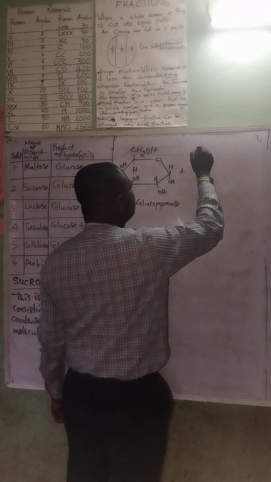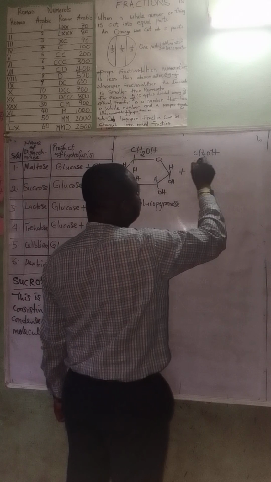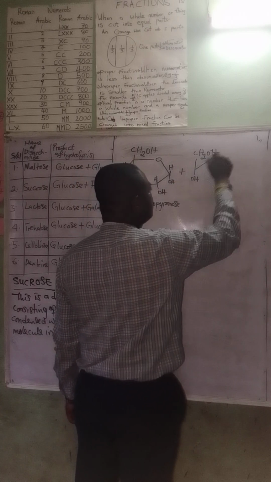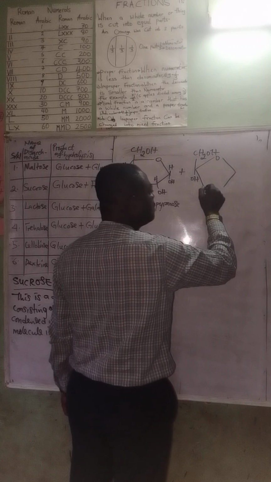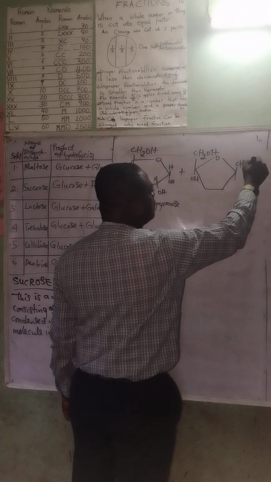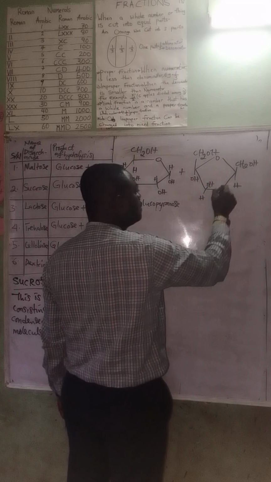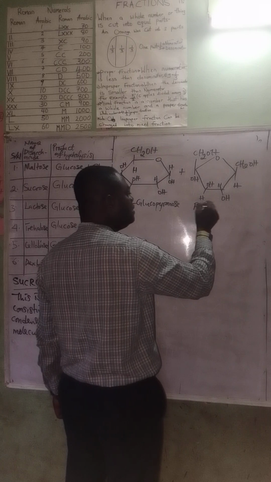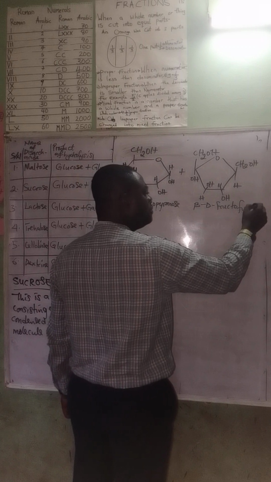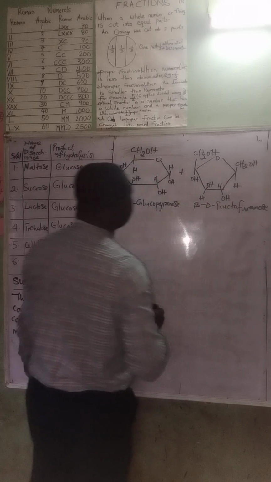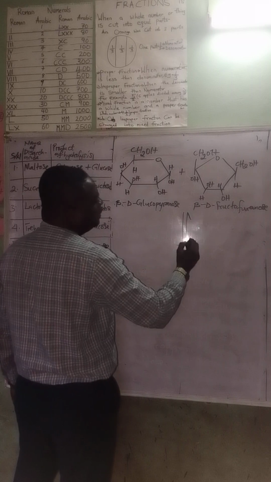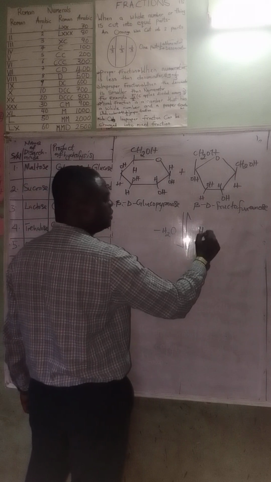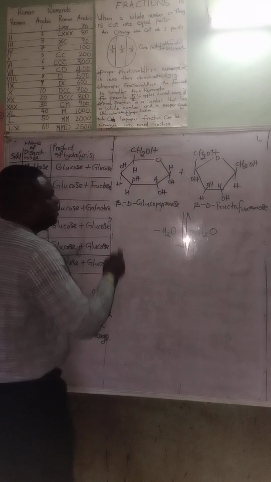Pyranose. Now let's look at fructose. We have CH2OH, okay, OH, okay, OH, alright. Now this is beta D fructofuranose. Furanose having pentagon shape. Now, if we join them together, as we are combining them, we are eliminating water molecule. Then here, as we break it down, we have plus H2O. Now, let's withdraw what we have here.